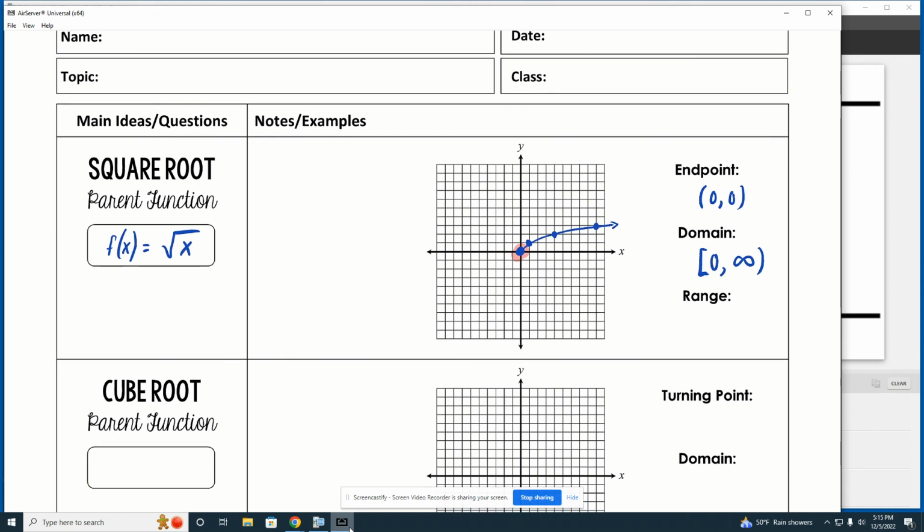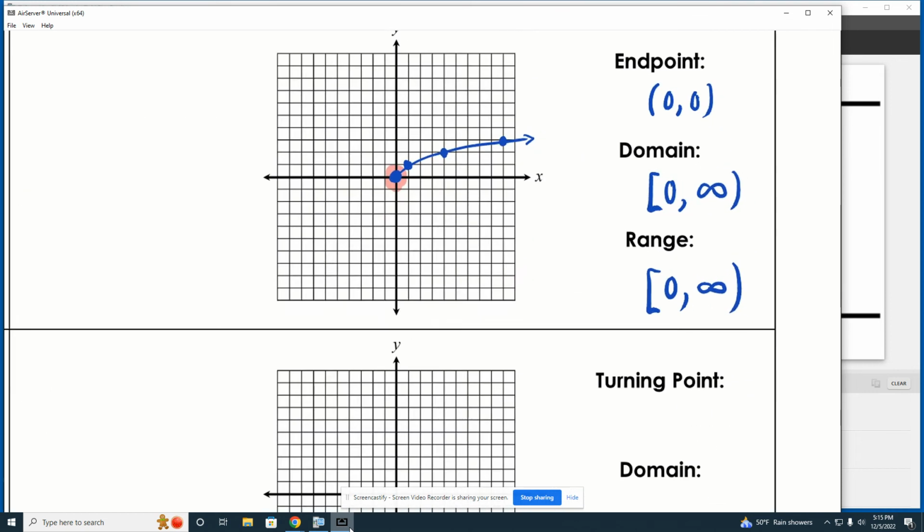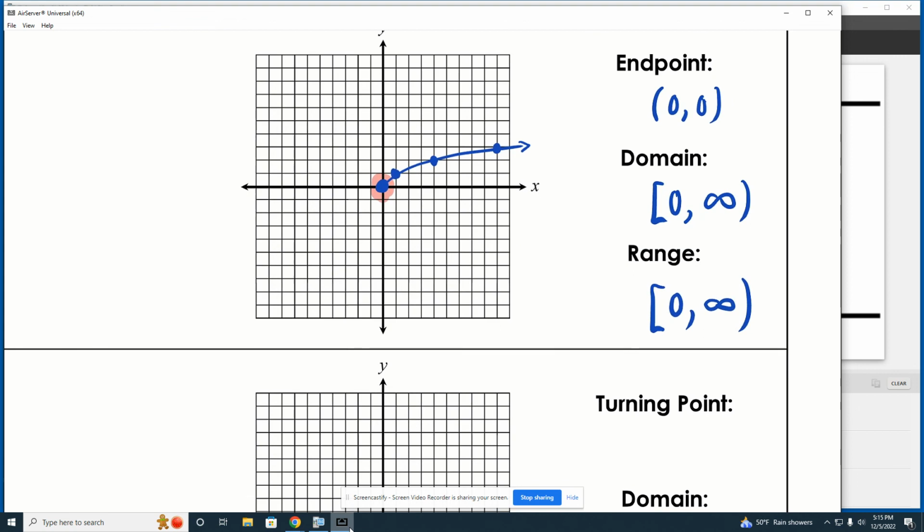Now, what about the range? What does range mean? Well, remember, range is what y can equal. That's up and down. So going or looking at this graph, where does it start on y? Well, again, it starts at the origin, and that's the smallest place because it goes up, and I know very gradually, but it goes up forever. So it goes from 0 to infinity, just like our domain did.